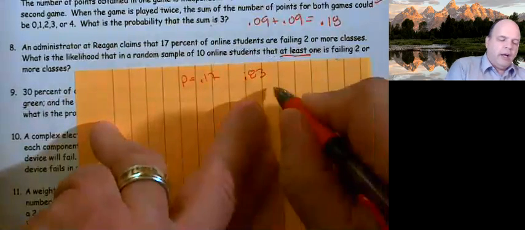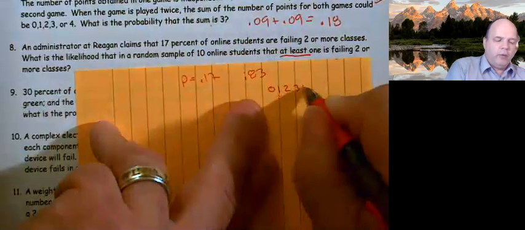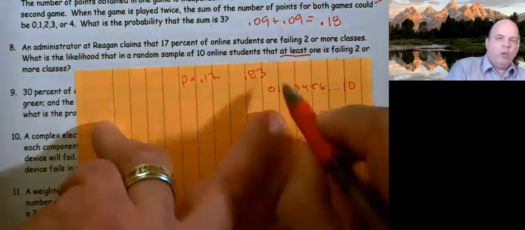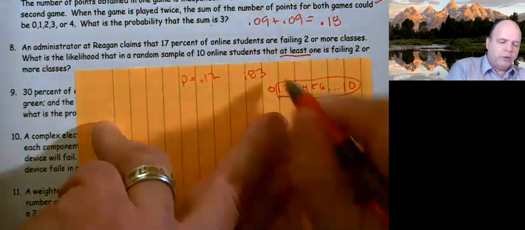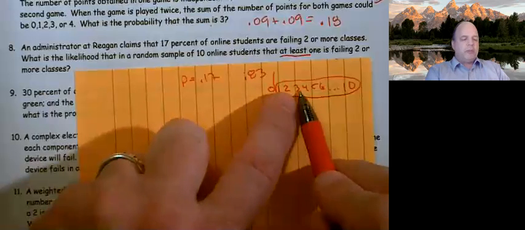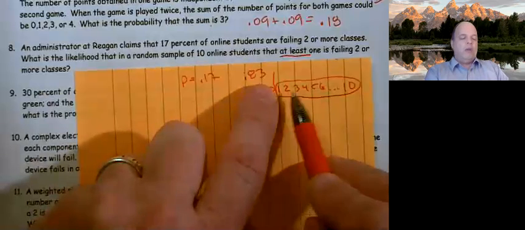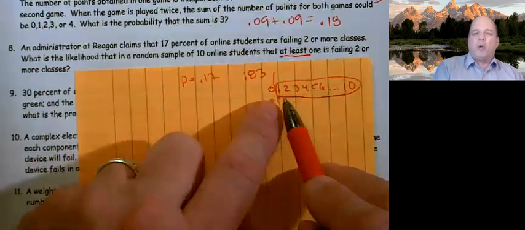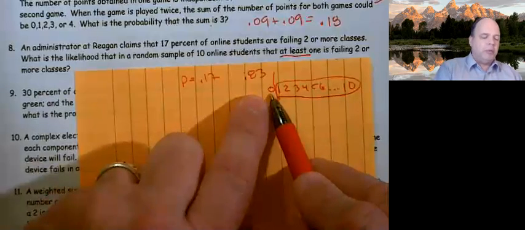All right. Now I have 10 online students, so I could have 0 fail, 1 fail, 2 fail, 3 fail, 4 fail, 5 fail, 6 fail, all the way up to 10 fail. What they want, at least one, means they're interested in this group. All right? So I can add the probability of 1 plus the probability of 2 plus the probability of 3, and add all those probabilities up and the probability of 0. If I add up all those probabilities, it sums up to one whole. But that's a lot of work figuring out the probability of all of these and adding them up. It's just easier to subtract out the probability of 0.